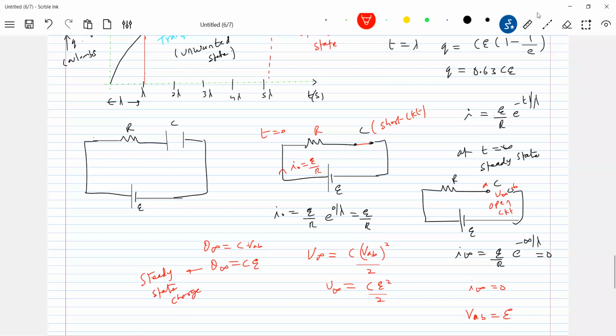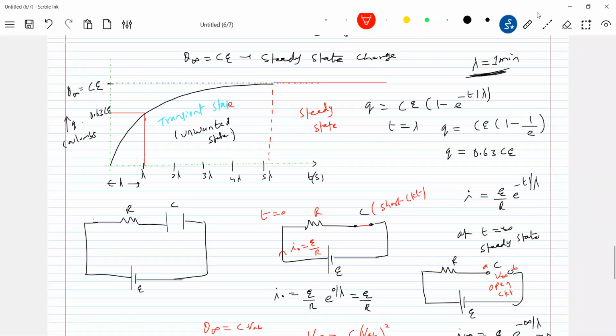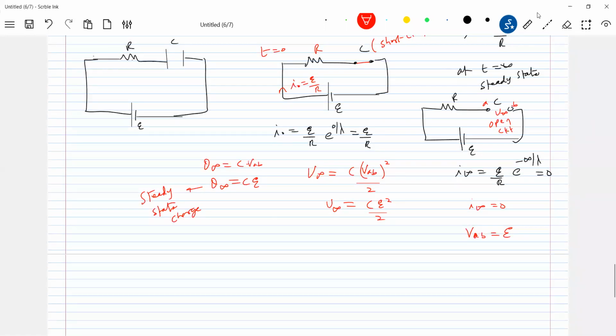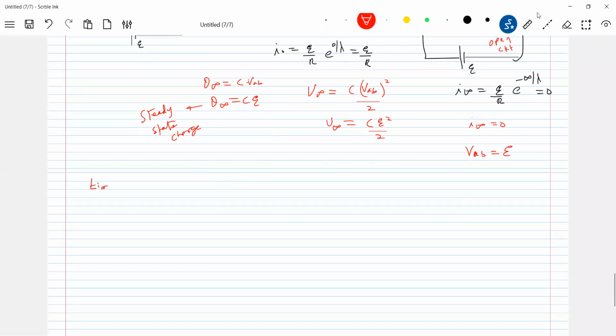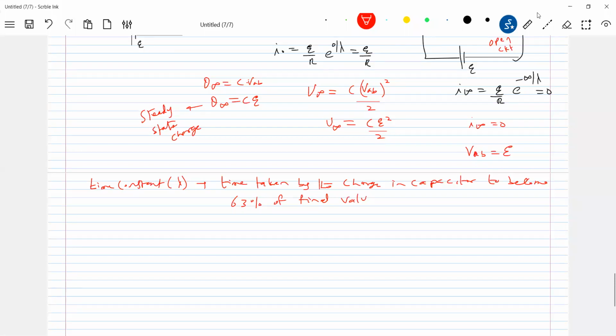What is that lambda? The definition of lambda, something very important. So how to define lambda? Time constant of the circuit. Time taken for the charge in a capacitor to become 63% of its final value is defined as the time constant of the circuit. So time constant lambda, what is the definition of it? Time taken by the charge in the capacitor to become 63% of the final value.